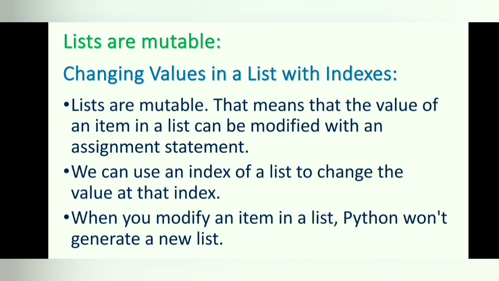Lists are mutable, changing values in a list with indexes. Lists are mutable. That means that the value of an item in a list can be modified with an assignment statement. We can use an index of a list to change the value at that index. When you modify an item in a list, Python will not generate a new list. That means it modifies the list value directly by overwriting its former value.